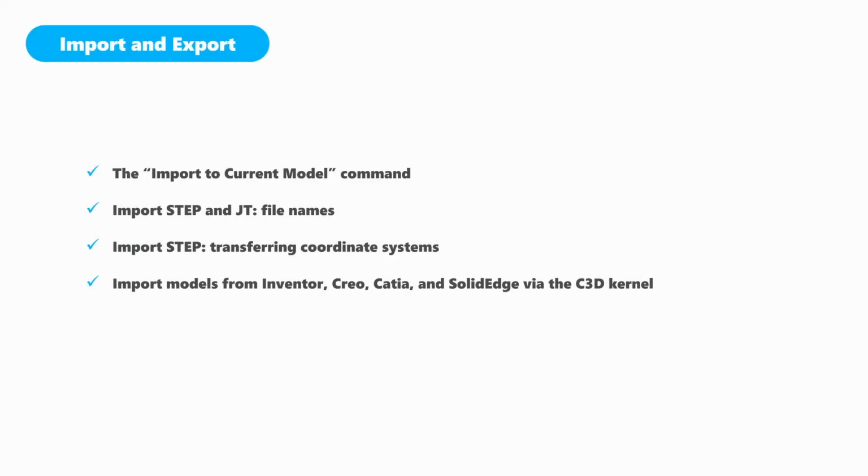The key improvement in import and export is the development of functionality of the 3D kernel. In version 24, it's possible to read such formats as Inventor, Creo, CATIA, Solid Edge, in addition to NX and SolidWorks that the previous Compass version could read.